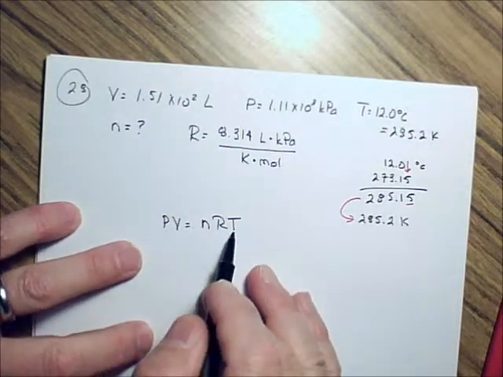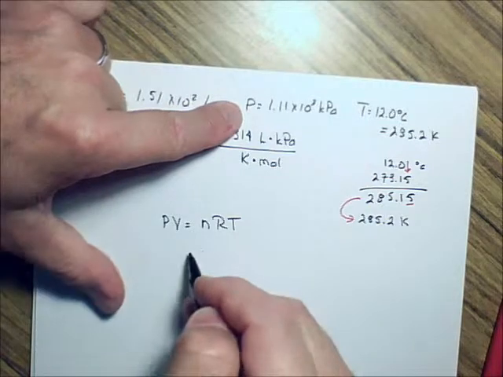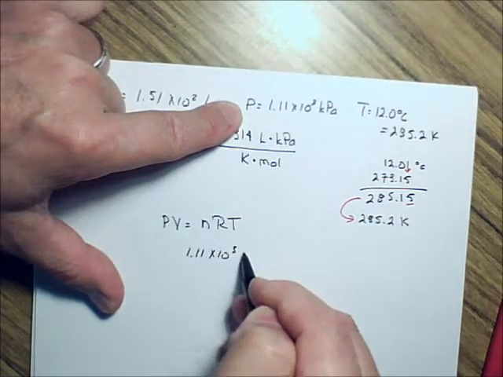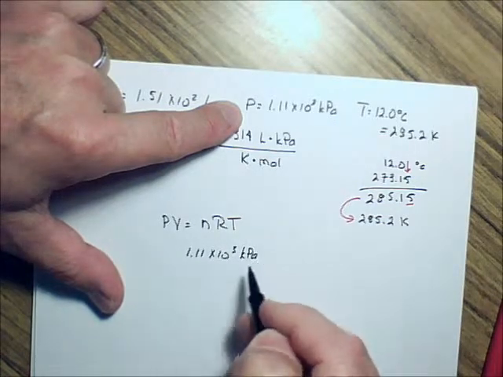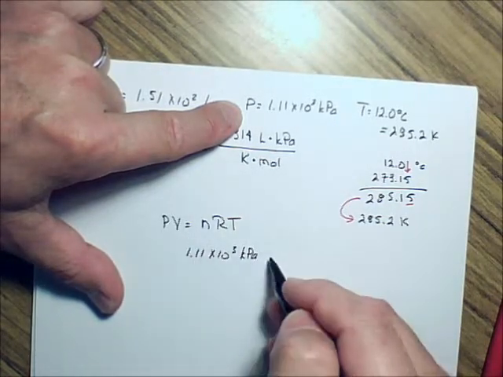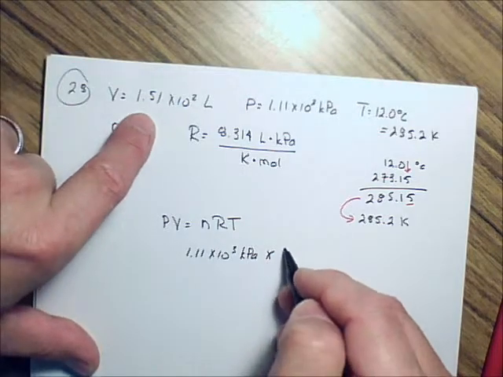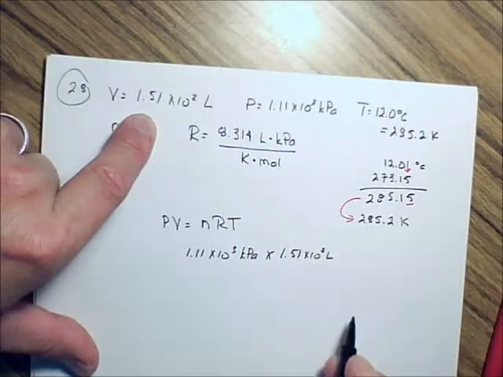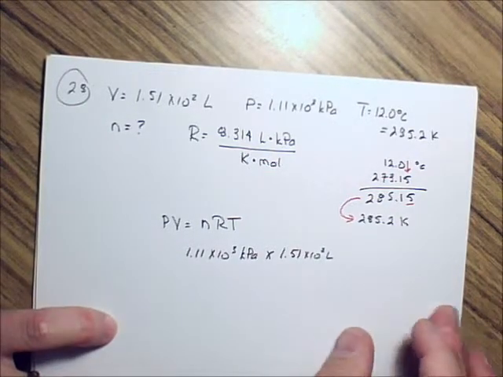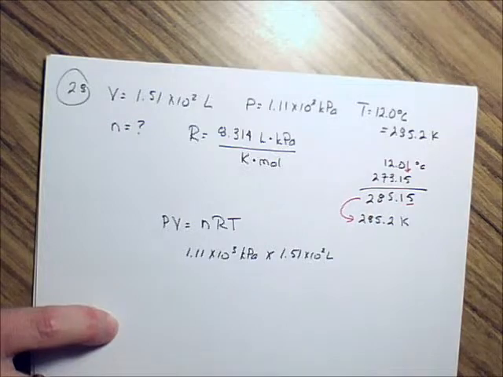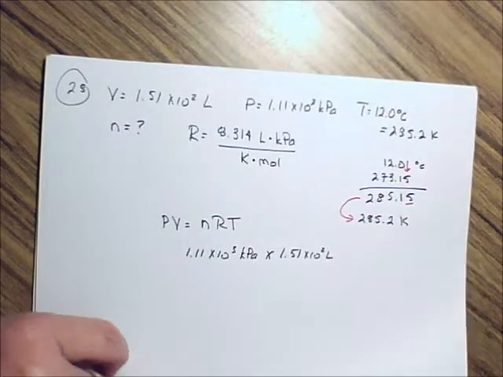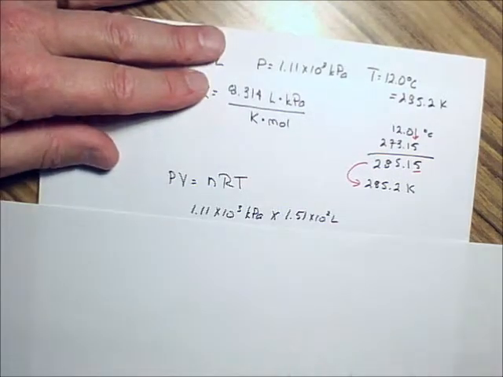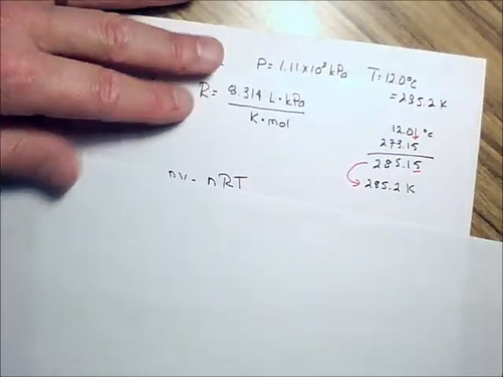So I'll plug in my known values first. Pressure is 1.11 times 10 cubed kPa. Volume is 1.51 times 10 squared liters. Oh, I need to turn this sideways. I'm going to run out of space. How about I take another sheet of paper and I move it down here and I'll turn it sideways. Is that okay? I need some more space to make this work out.